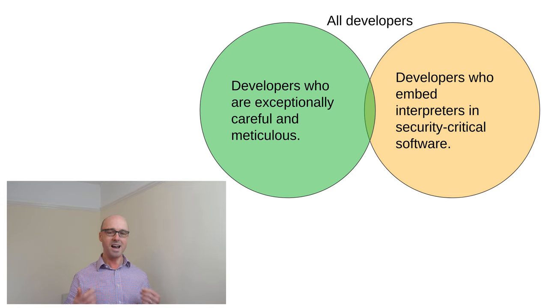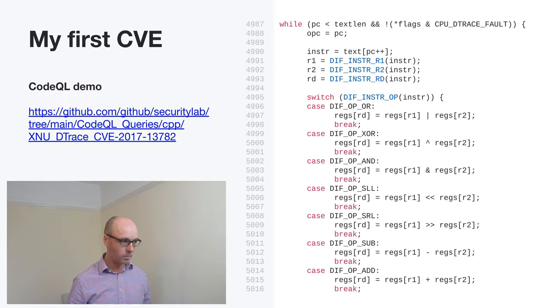So I was absolutely convinced that I was going to be able to find a bug in dtrace.c, in that interpreter. So what I did was a combination of manual audit and writing a custom CodeQL query.